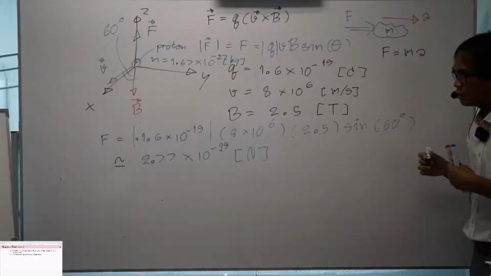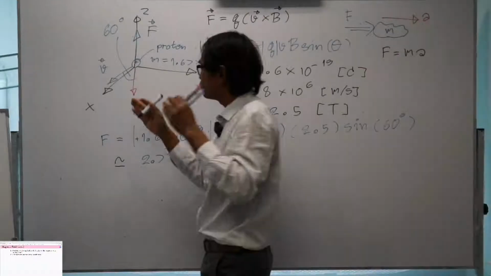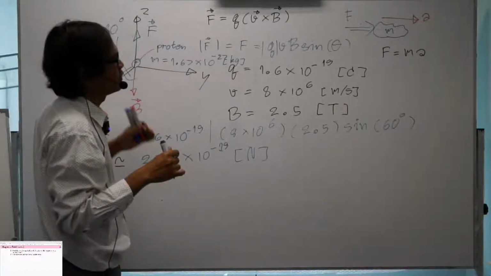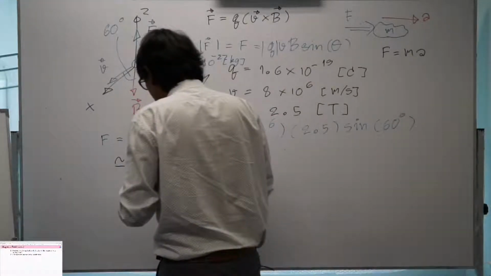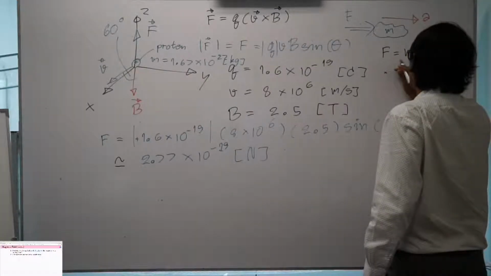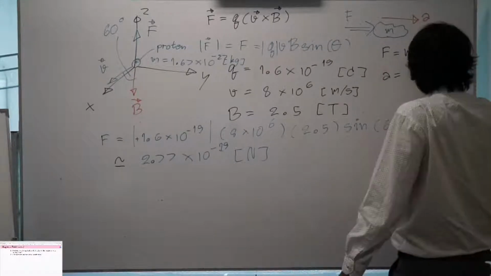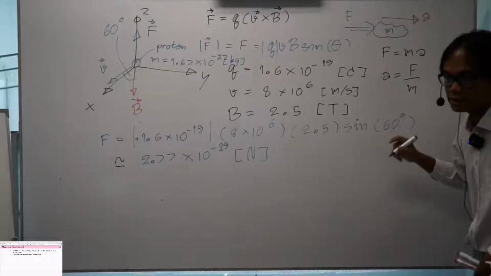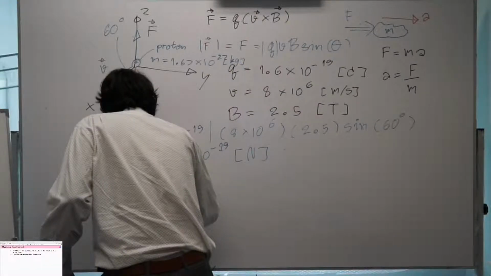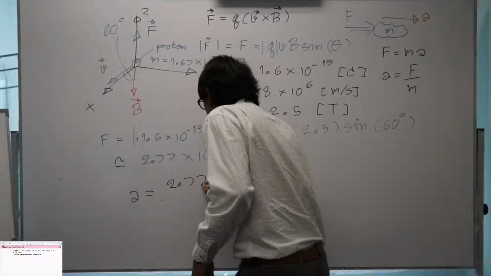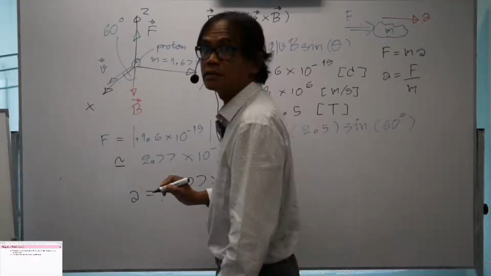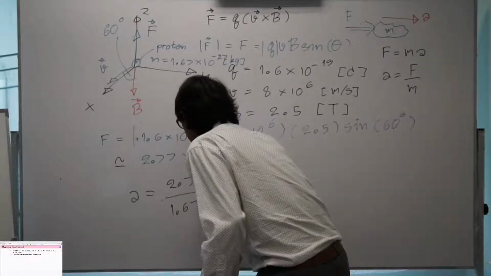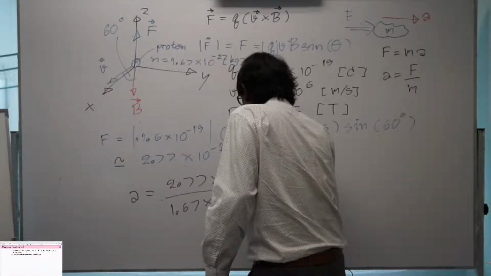The question is, what is the acceleration of the proton in this case if it is exerted by the induced magnetic force? We will use this expression by manipulating this equation in terms of F and M. We move M to the left-hand side, so a is equal to F divided by M. As we know, F is this amount, so a will be 2.77 times 10 raised to negative 19 Newton divided by M, the mass of the proton, 1.67 times 10 raised to negative 27 kilogram.